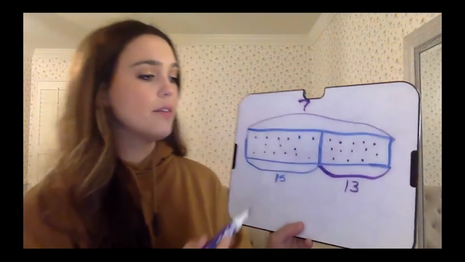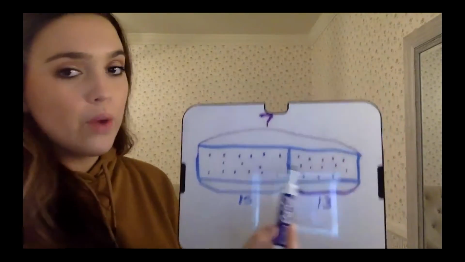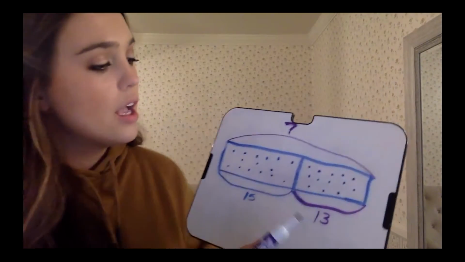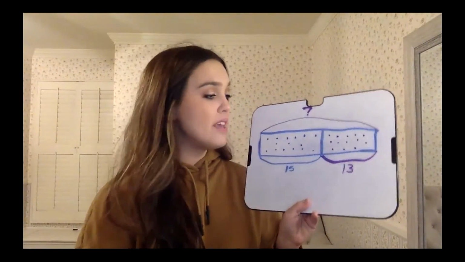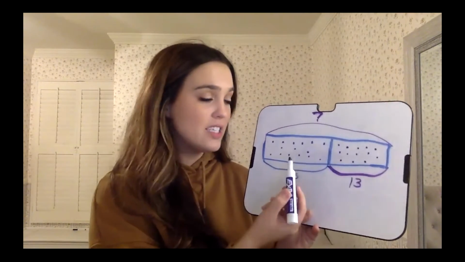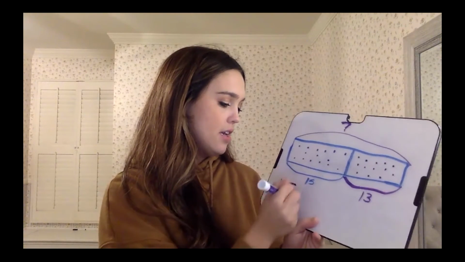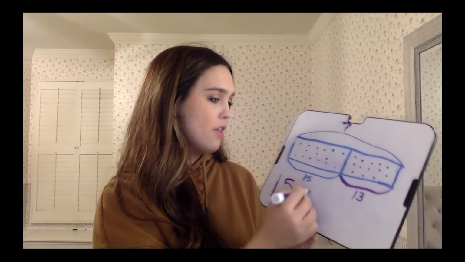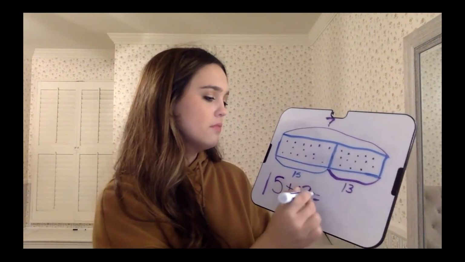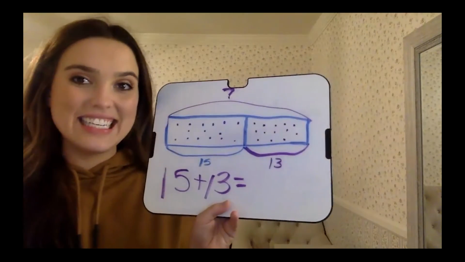So, let's think. If we have 13 boy pigs and 15 girl pigs, we have the parts, and we are looking for the whole. So our number sentence would be, we're trying to add these two parts together to find the total. So it would be 15 plus 13. And that is our number sentence.